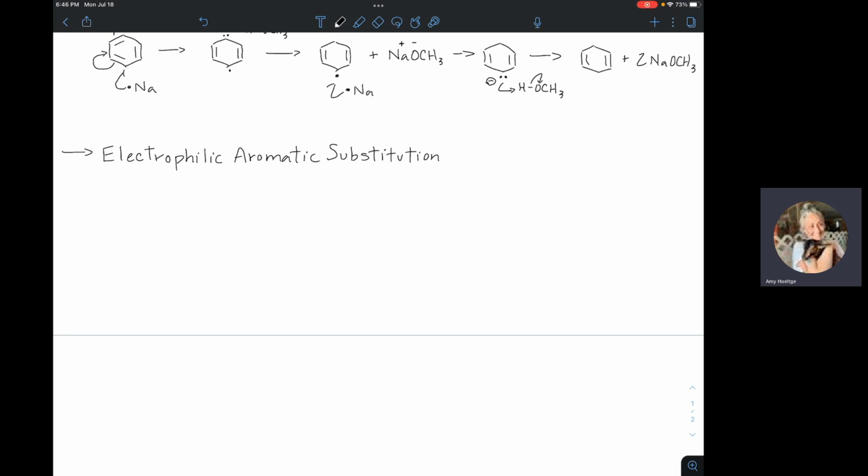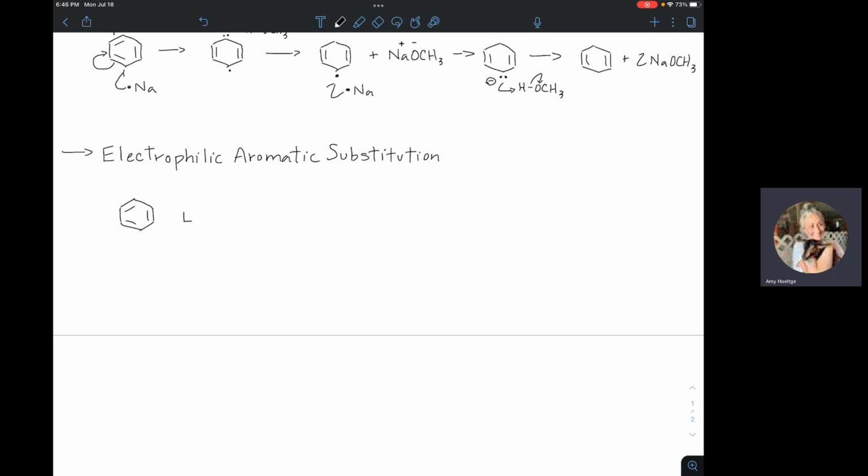So the difference between reactions with just garden variety alkenes and then reactions with aromatic compounds is that with a regular old alkene or alkyne, the electrophile is going to add to the molecule, but with an aromatic compound, the electrophile, it looks like it just adds to the ring. So I'll draw out just a regular sort of generic reaction. It kind of looks like it's just adding to the ring, but it's actually taking the place of one of the hydrogens. So it's not an addition reaction. It's actually a substitution reaction.